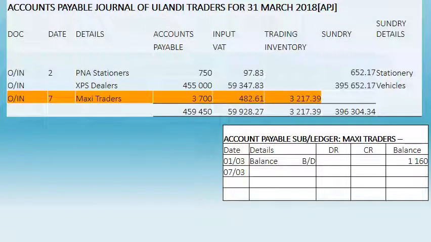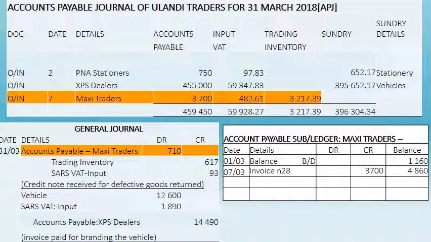In the accounts payable journal, we have already recorded the first two entries. We are now recording the invoice received on the 7th from Maxi Traders, the total amount 3,700. In his account, Maxi Traders, he owed us previously an amount of 1,160, which is reflected as the opening balance in his account. On the 7th, we are now recording the invoice that we have received from him. It's an invoice. We are recording it on the credit side. The balance increases to 4,860.